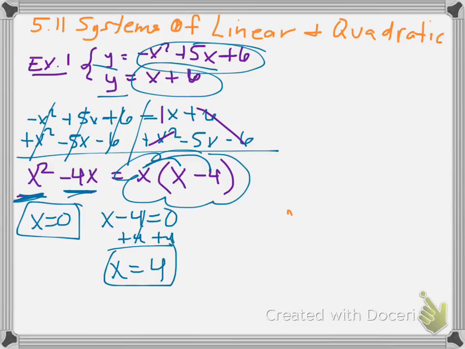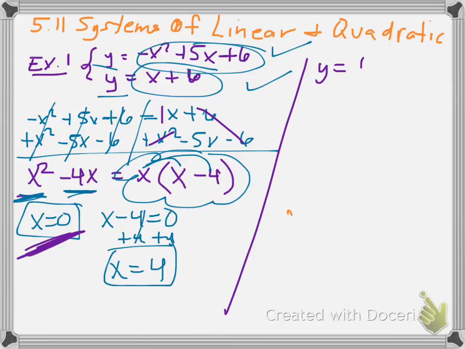These are still not my answers. These are my x values, but I'm trying to find out what are my y values also. So you have 2 choices. I could plug in my x's into the first equation or into the second equation. Which one would be easier? The second, definitely, because it's a linear function. So let me just cross this out. So looking at the second equation, y equals, who's my first x? 0, 0 plus 6. And what is 0 plus 6? 6. So my point would be 0, 6.